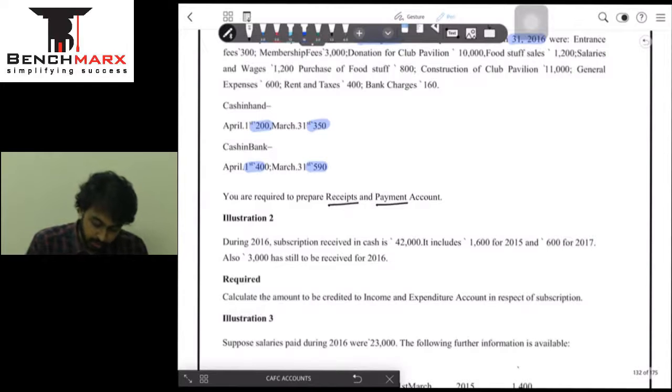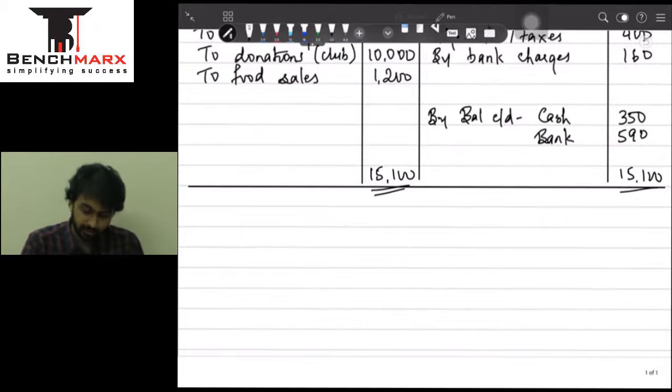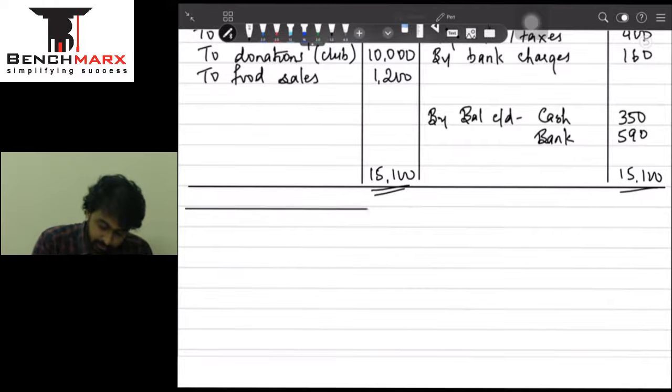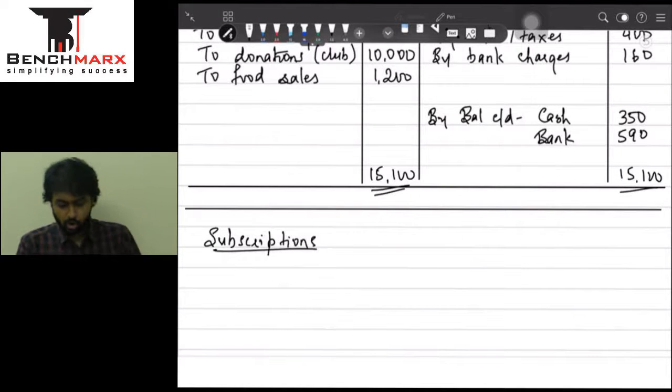Question number two includes a concept of subscription. So I'll first introduce you guys to the basics of subscription, and then we will proceed with question number two. Now let us talk about subscriptions. What do you mean by subscriptions? As far as a club or an NPO is concerned, subscription is nothing but what the members are paying to subscribe or be a part of the club or the NPO.